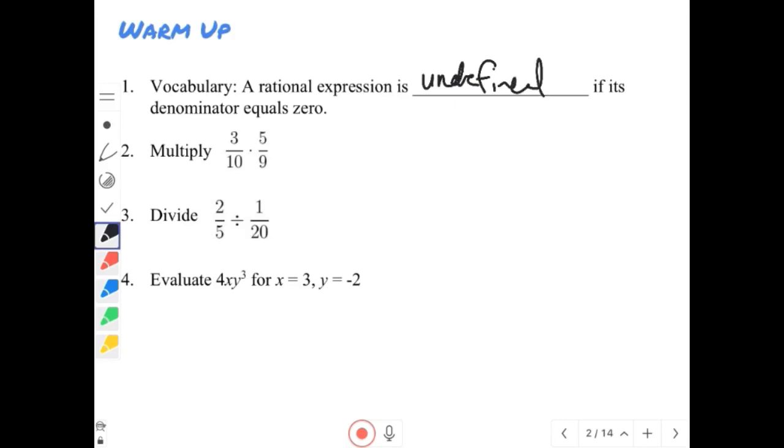And then here we're multiplying, so we can cancel things out that are across from one another, or we can multiply straight across and simplify at the end, but I do find that this would be easier. So we have 3 and we have 9, so that would be a 1 and a 3. 5 and 10, that would turn into a 1 and a 2. So that's just going to be 1 times 1 is 1, 2 times 3 is 6.